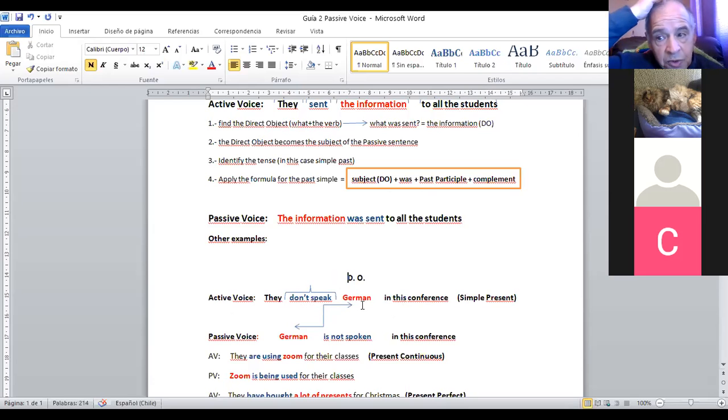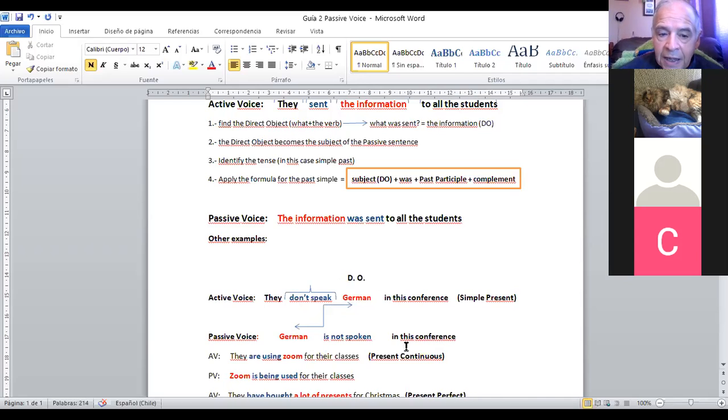Remember that in order to know the direct object, you have to ask what to the verb. What is not spoken? What they don't speak? German. So German is the direct object. I'm going to change it. So I put German as the subject of the passive voice. And then the formula for the present is present of be plus past participle. So German is not spoken in this conference.